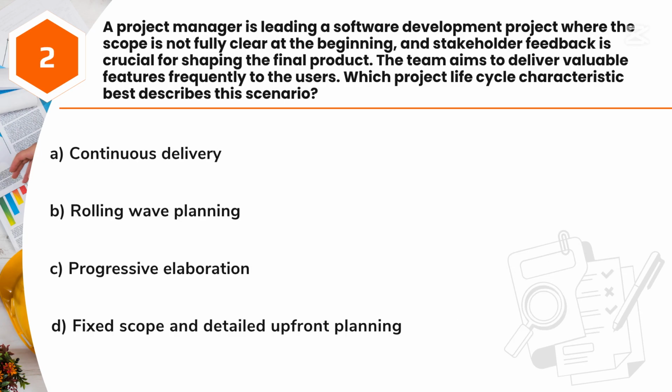Question 2. A project manager is leading a software development project where the scope is not fully clear at the beginning, and stakeholder feedback is crucial for shaping the final product. The team aims to deliver valuable features frequently to the users. Which project life cycle characteristic best describes this scenario? A. Continuous delivery. B. Rolling wave planning. C. Progressive elaboration. D. Fixed scope and detailed upfront planning.